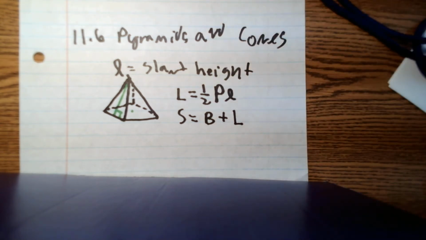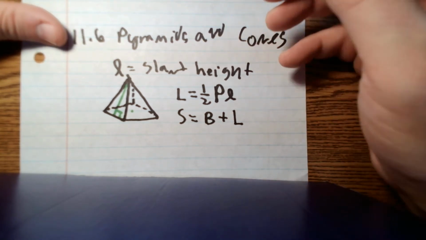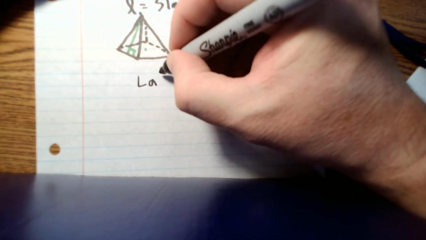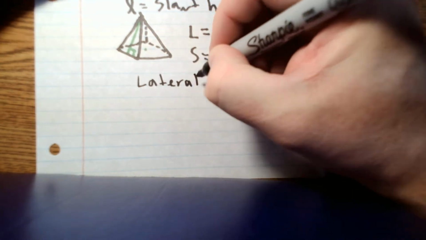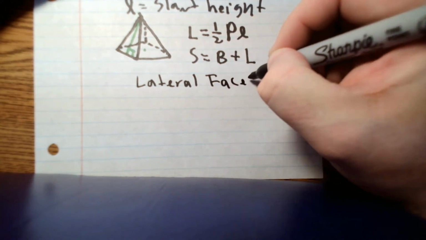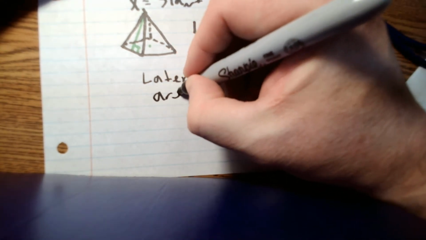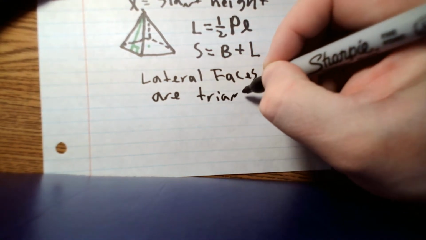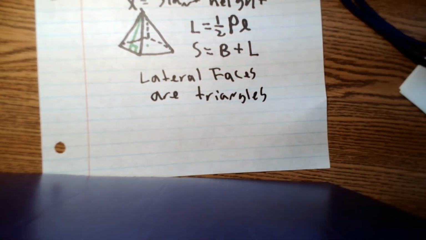Another reason why we have the 1/2 is the base is going to be unique. It could be any shape, but for a pyramid, all of the lateral faces are always triangles. On a prism, the lateral faces were always rectangles. So that's basically what we're adding.